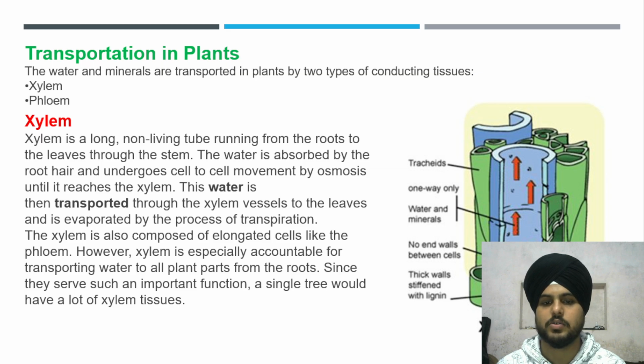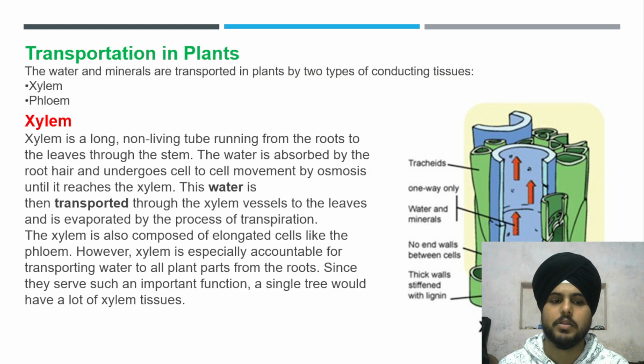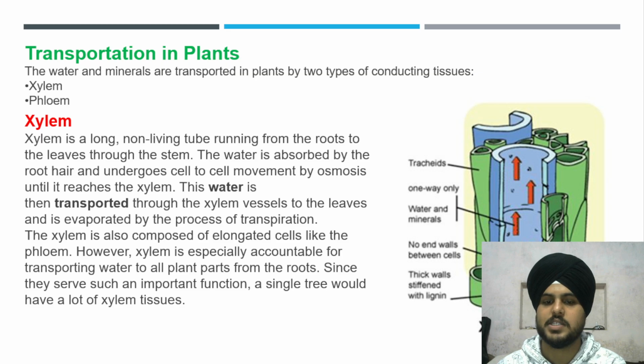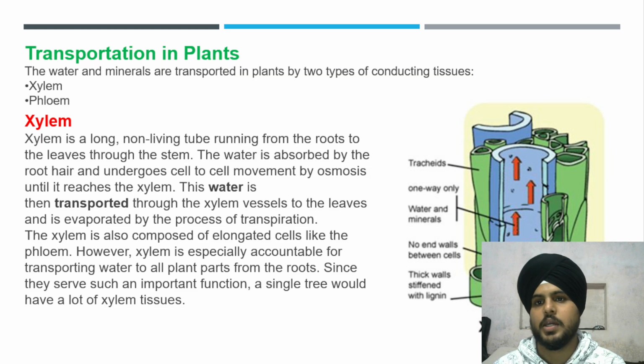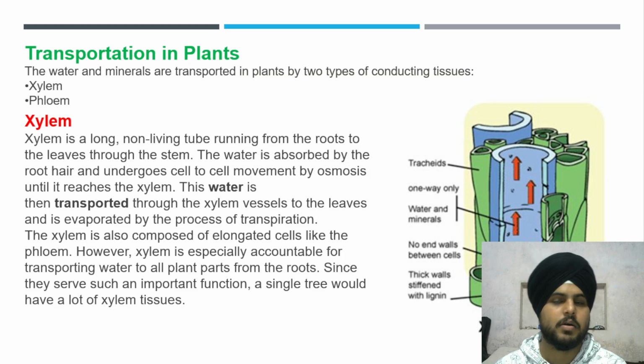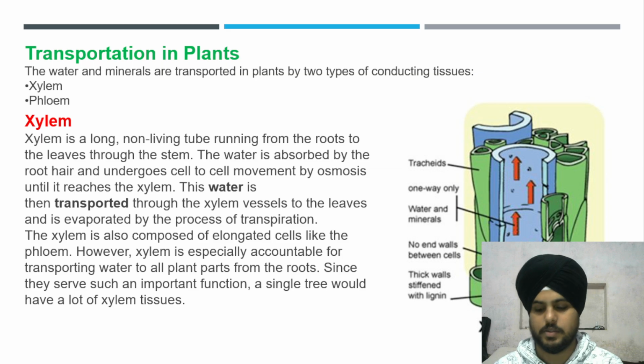The xylem is also composed of elongated cells like the phloem. They have similar cells, like even in the phloem. However, xylem is especially accountable for transporting water to all parts of the plant from the root. Its main task is to transport the water from roots to the whole plant, to every part of the plant. Since they serve such an important function, a single tree would have a lot of xylem tissue. Okay, and see, the water has to go to every part of the plant, and this tissue is present in every part of the plant.